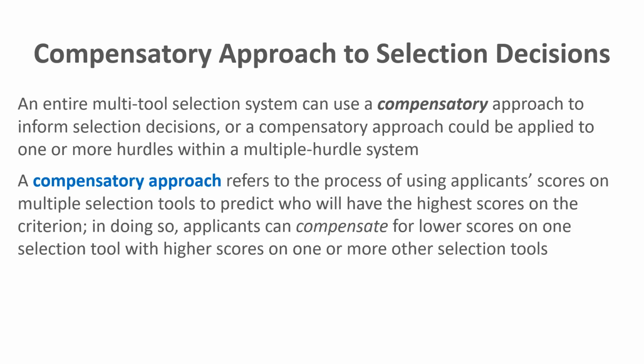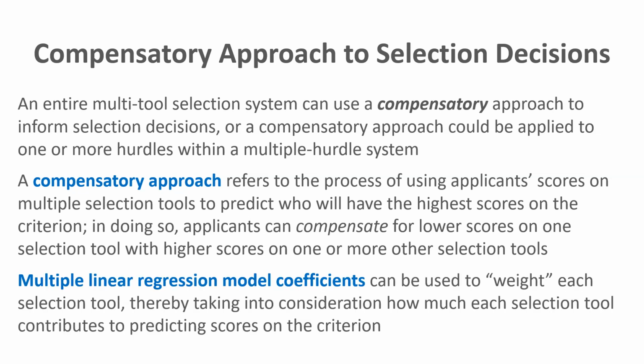A compensatory approach refers to the process of using applicant scores on multiple selection tools to predict who will have the highest scores on the criterion. In doing so, applicants can compensate for lower scores on one selection tool with higher scores on one or more other selection tools. Multiple linear regression model coefficients can then be used to weight each selection tool, thereby taking into consideration how much each selection tool contributes to predicting scores on the criterion.